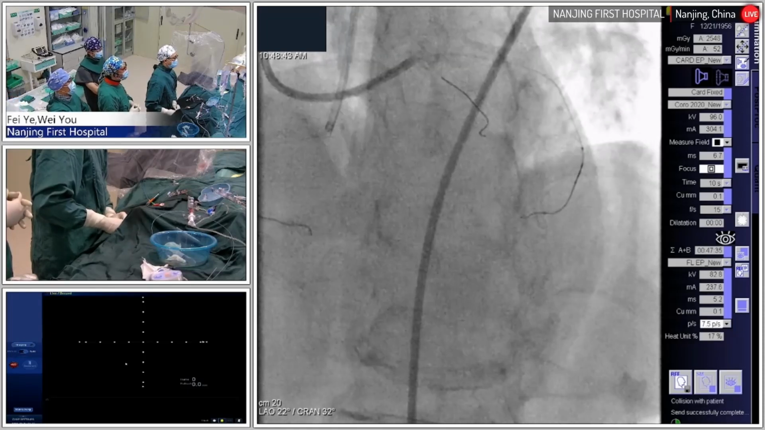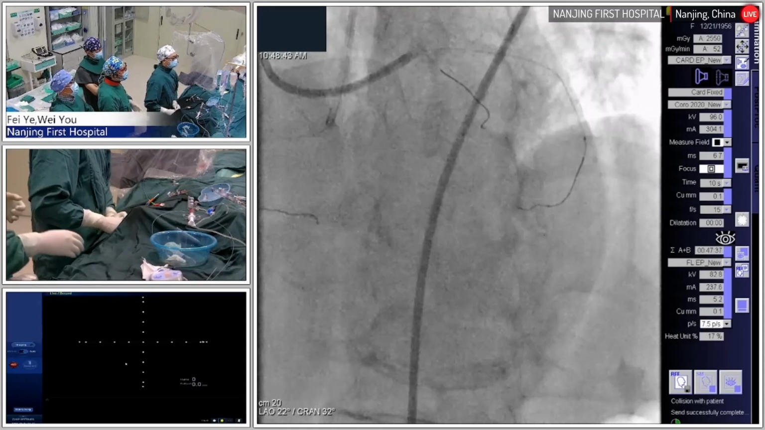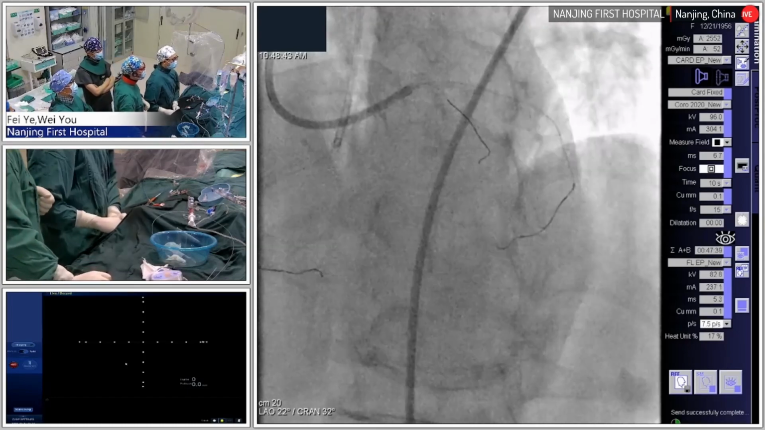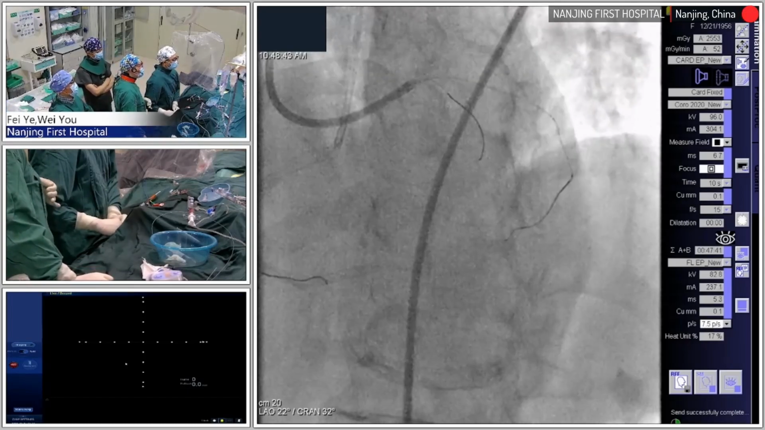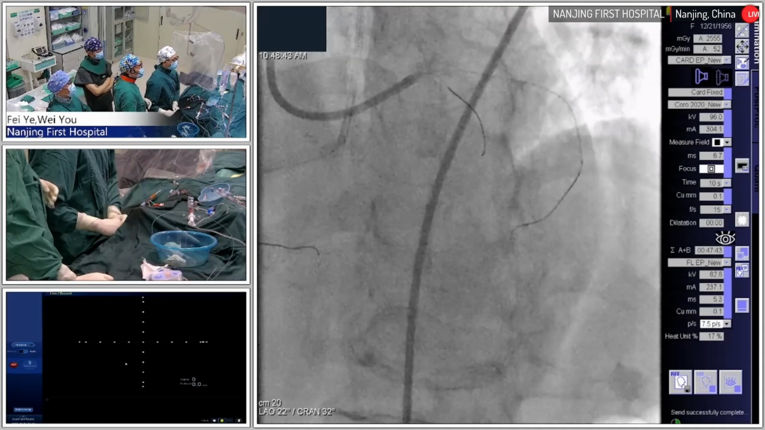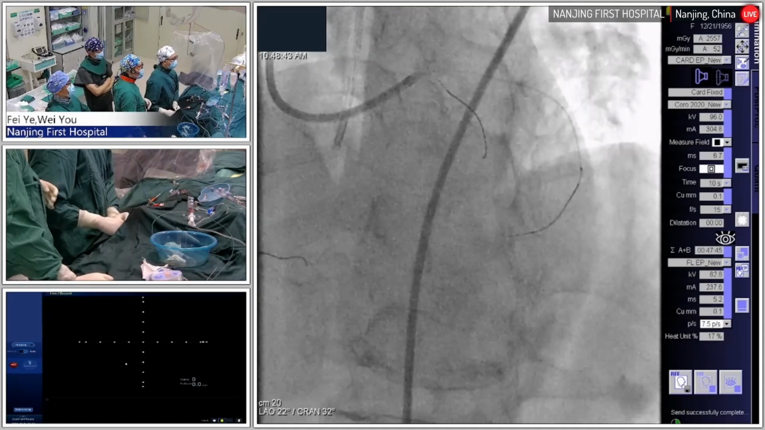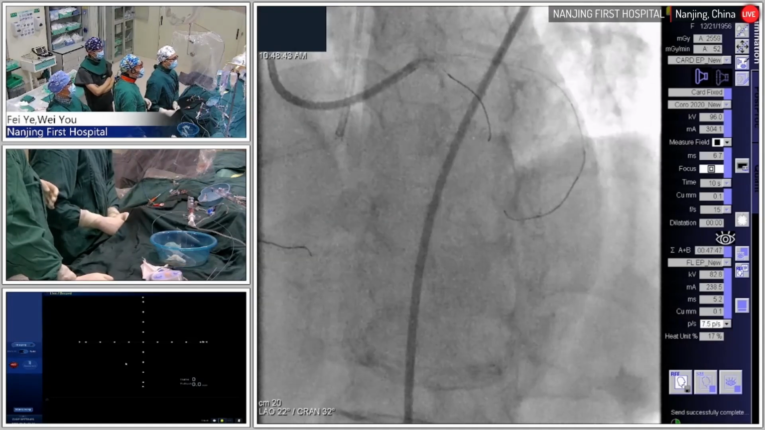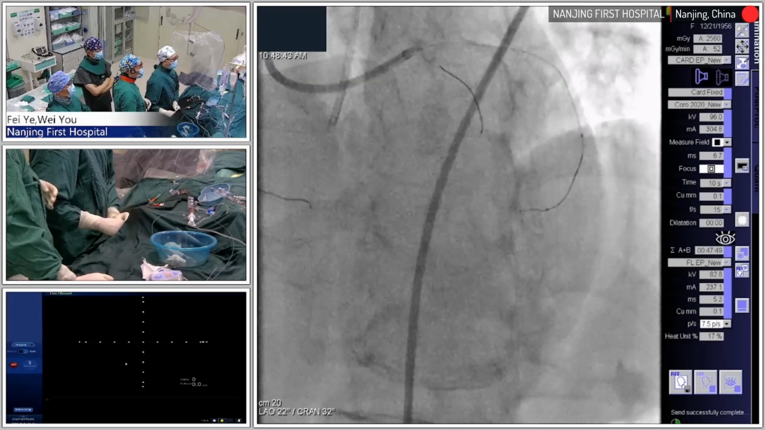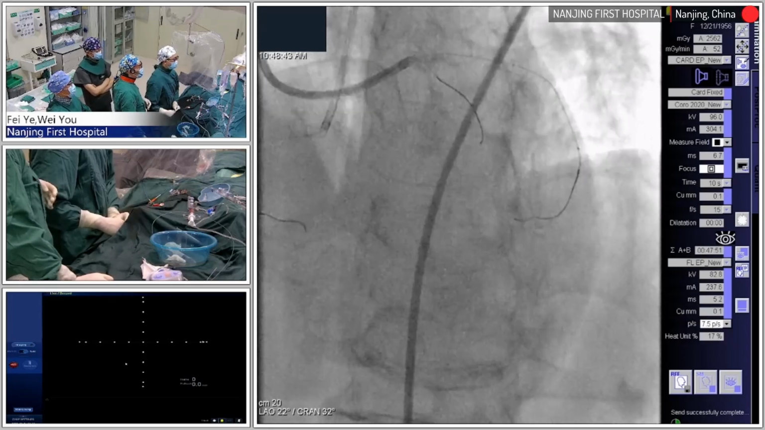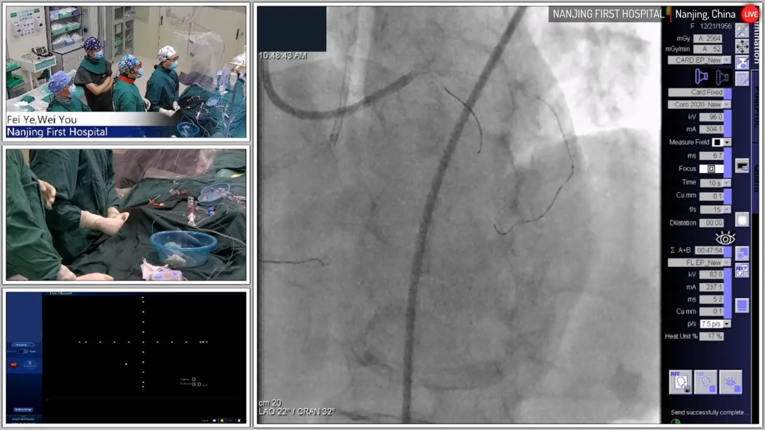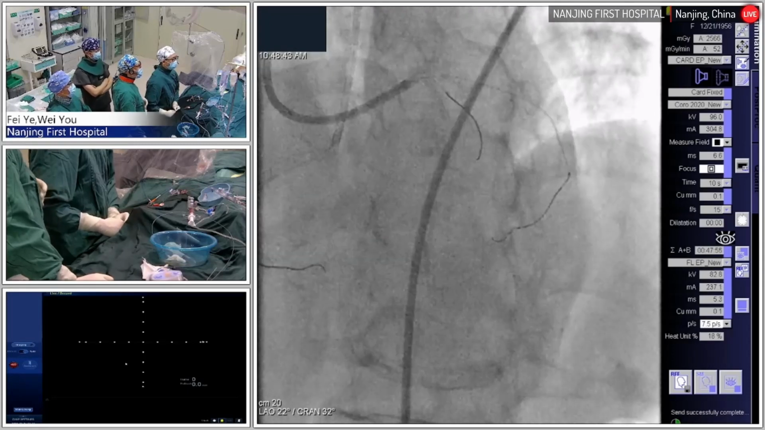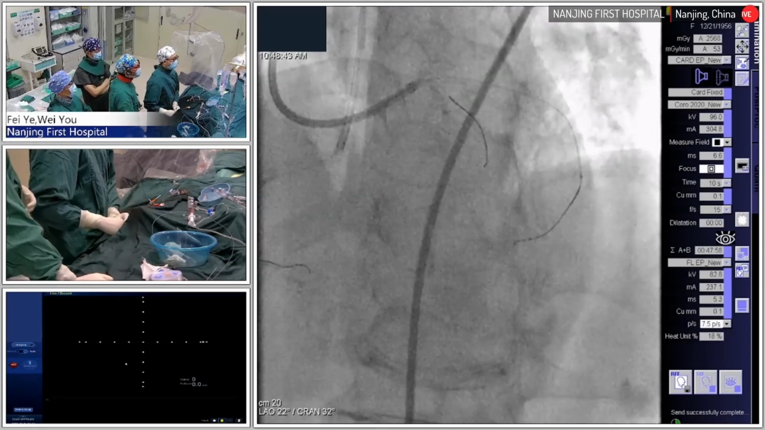Put it back to find another entry point. Means proximal part. Yes, here. Try another one. Maybe I have several branches here. Another branch here. So put the microcatheter back to find another branch.